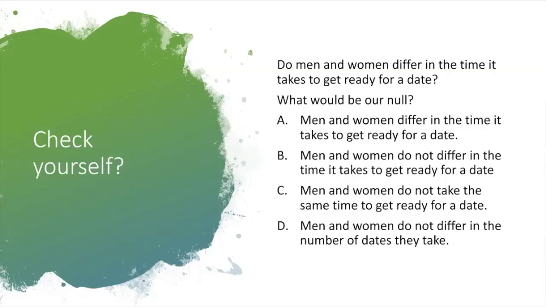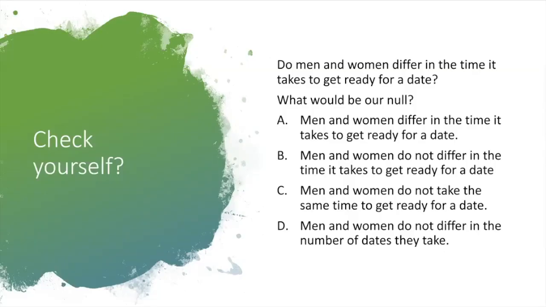Now, if the answer isn't screaming out at you, let's do a process of elimination and see which ones we can remove. What do you think about D? Men and women do not differ in the number of dates they take. That's a totally different topic, so we know that we can cross D off. What about C? Men and women do not take the same time to get ready for a date.